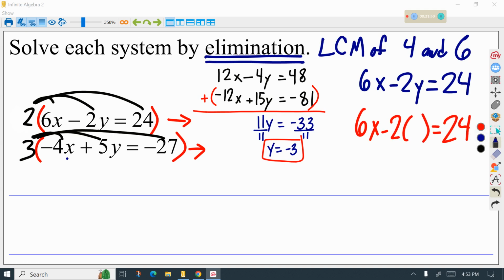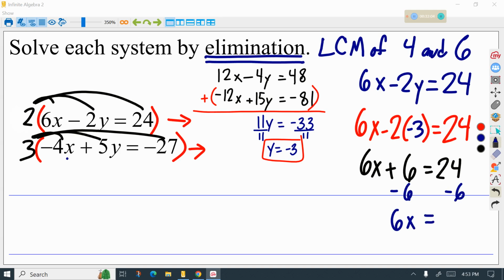Okay, well, the number that I'm going to plug in here is negative 3. So we got 6x plus 6, right? Because negative 2 times negative 3 is 6. And then we got 24 right here. So what if I go ahead and take 6 from both sides? I'm going to get 6x equals 18. Divide both sides by 6. You get x equals 3. Okay, so we have an answer for this one too.